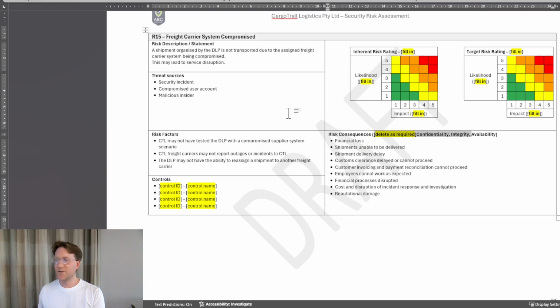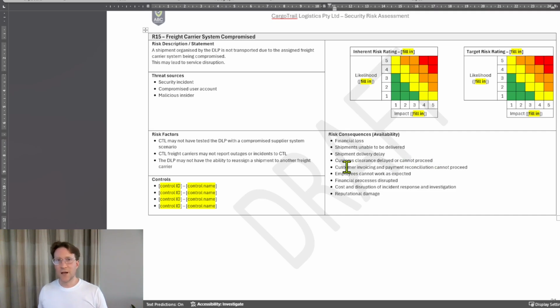For risk consequences, we know that we're dealing with availability because this risk is about service disruption. So if we have shipments that are unable to be delivered, or we have a delay because we've tried to arrange the shipment with the supplier and then they've told us, for example, that they're going to come and collect the shipment, but that was not a real statement, it was a false statement because the system's in compromise, we could then have delay or things are not delivered. We therefore have financial loss as well. We may have issues with customs clearance.